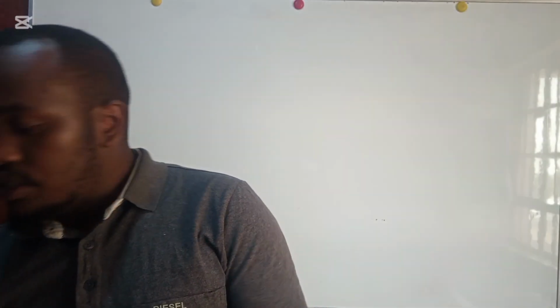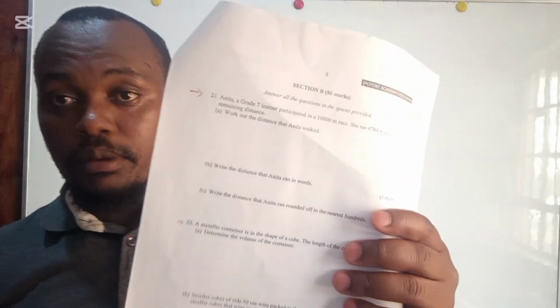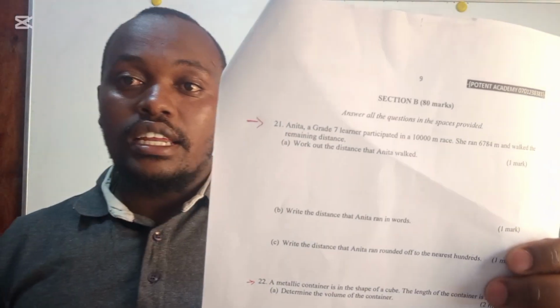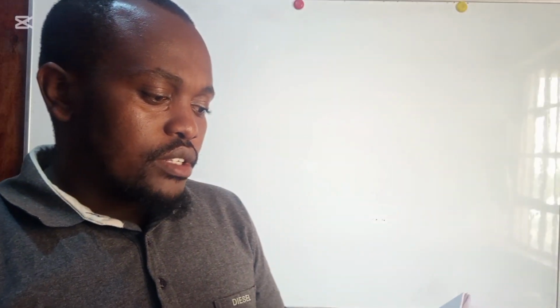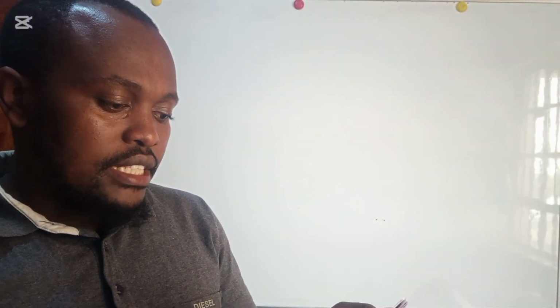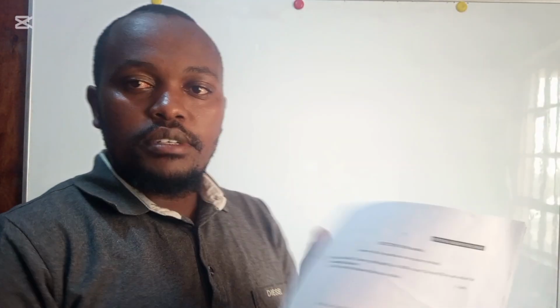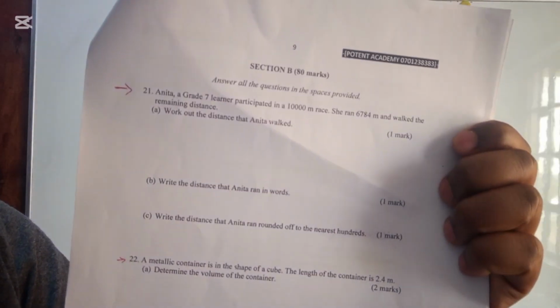Let us look at some questions here. Question 21, KJSEA 2025. This is the paper that was done by grade 9 candidates last year. Question 21 was asking, let me read while it is here so that you can also read.